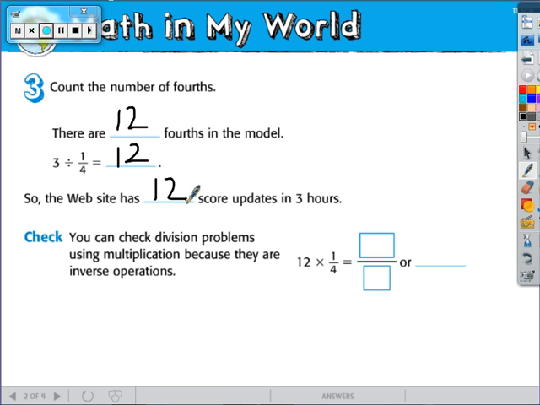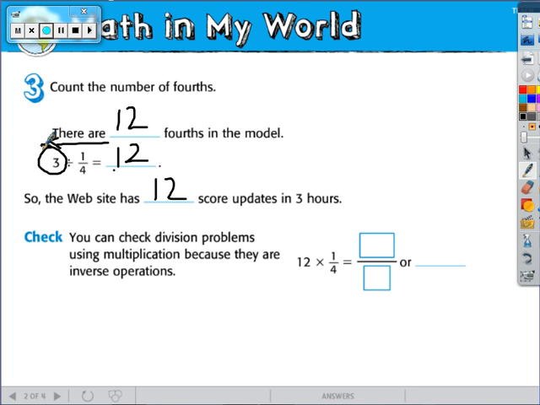So now we're going to check our division problem using multiplication because they're inverse operations. So we're going to go backwards. Our answer goes first. Our answer was what? 12. We're going to multiply that by our fraction and we should get 12. Okay, we're going this direction. So we're going 12 times 1/4. So our answer should be 3.